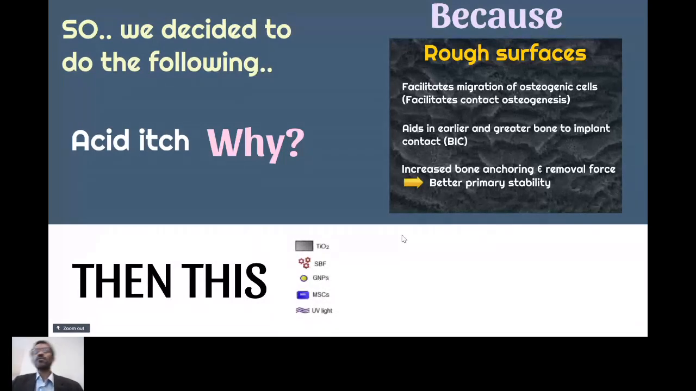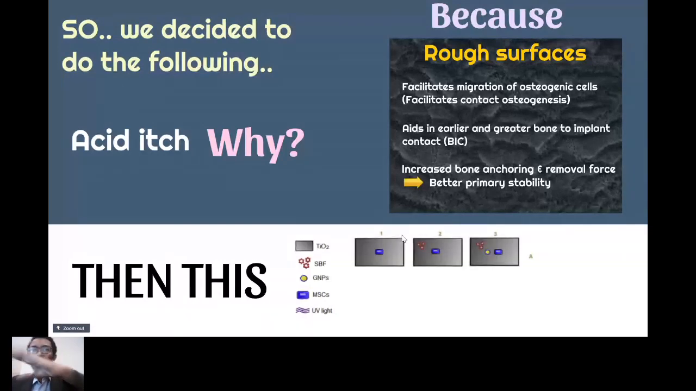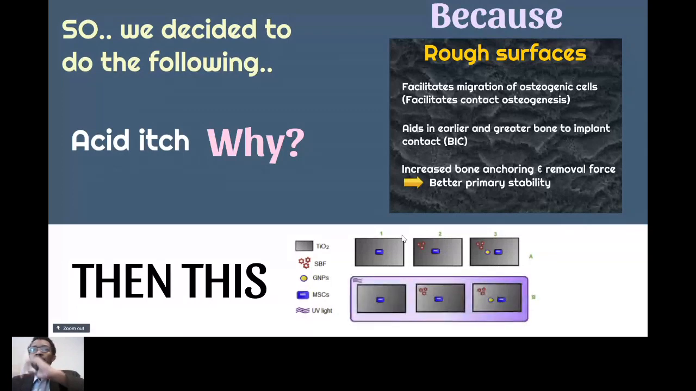So that's why we needed the rough surface, and we did this. Then we used different things to try to enhance our osseointegration. We used SBF, BMPs, MSCs, UV light, whatever. What are these? SBF is simulated body fluid. MSCs are the mesenchymal stem cells. And we combined all these into different groups: one with gold nanoparticles, one with just SBF, one with gold nanoparticles and SBF, and one with nothing. Of course, they had the cells inside.